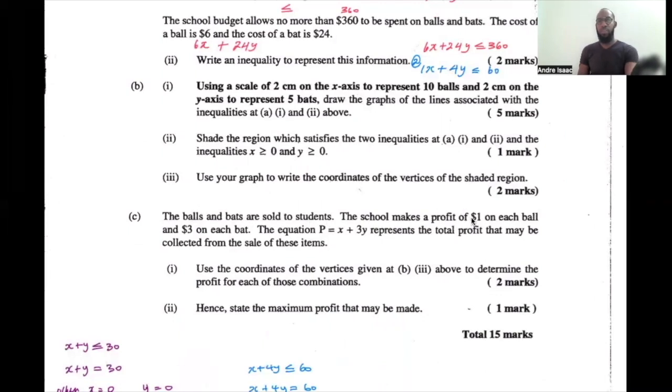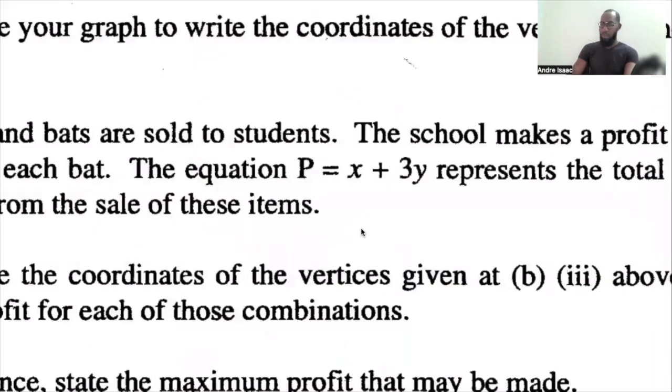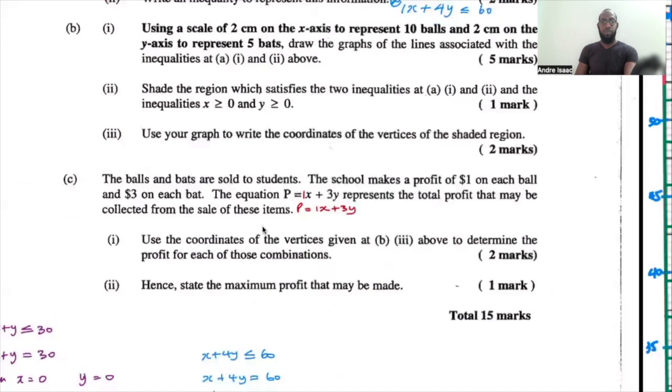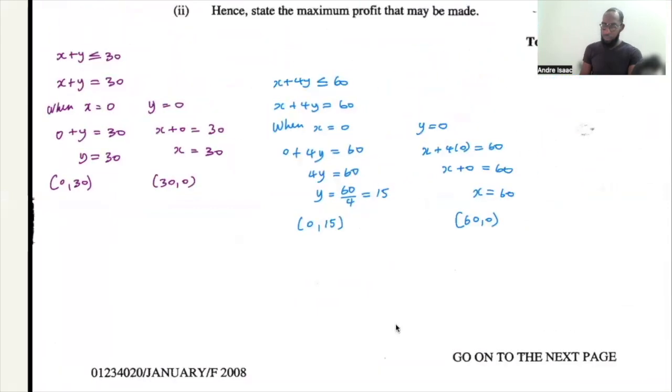And the next one, they said, the balls and bats sold to students, right? The school makes a profit of $1 on each ball and $3 on each bat. So the profit is x plus 3y. So come like this, say, 1x plus 3y. So the profit is 1x plus 3y, right? They say use the coordinates of the vertices given in B to determine the profit for each of the combinations. And when we do that, then we'll hence state the max profit that may be made. Right. So all right, on each vertex first.